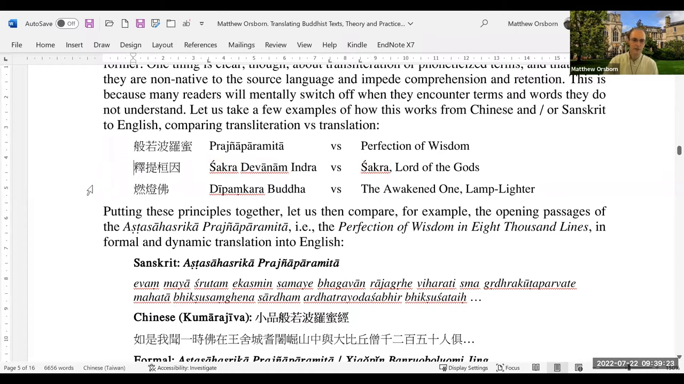So there's quite a big difference when somebody's reading and they hit this term Shakra Devanam Indra, and they don't really know what this means. It's a confusing, strange new word, three words. But if you put "Shakra, Lord of the gods," it makes a lot of sense. They can understand it. Or, for example, Dipankara Buddha versus "the Awakened One, Lamplighter."